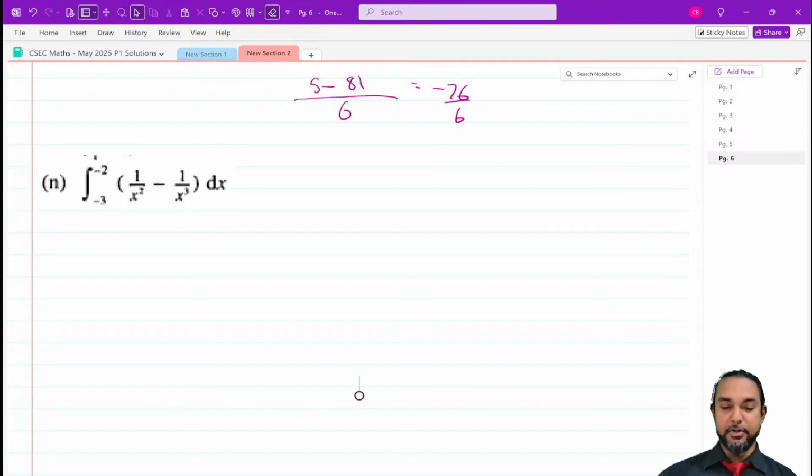All right. So that's the integral between -2 and -3 of 1 over x squared minus 1 over x cubed. Let's pop in the check Luna for a couple of seconds and I'll come back. So you have plenty of signs to get wrong here. So just take your time.